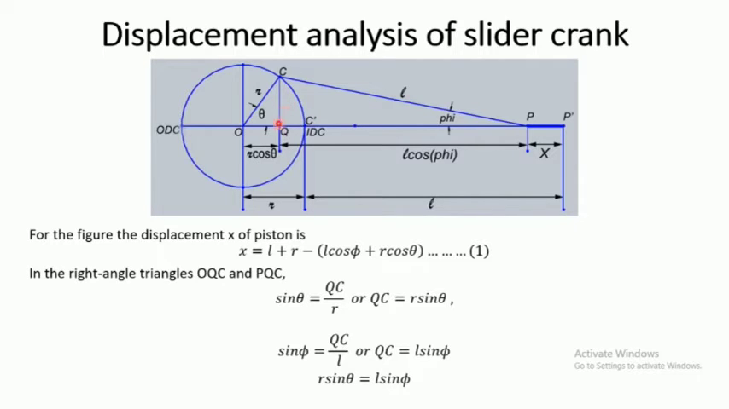In the right angle triangle OQC, sin theta is equal to QC over R, which means QC is equal to R sin theta, and sin phi is equal to QC over L, so QC is equal to L sin phi. If we equate these two equations, R sin theta is equal to L sin phi.